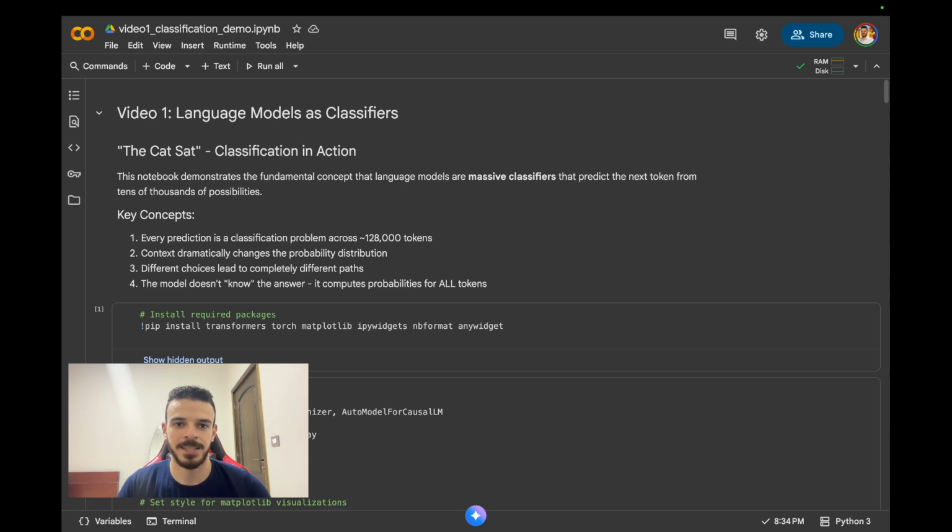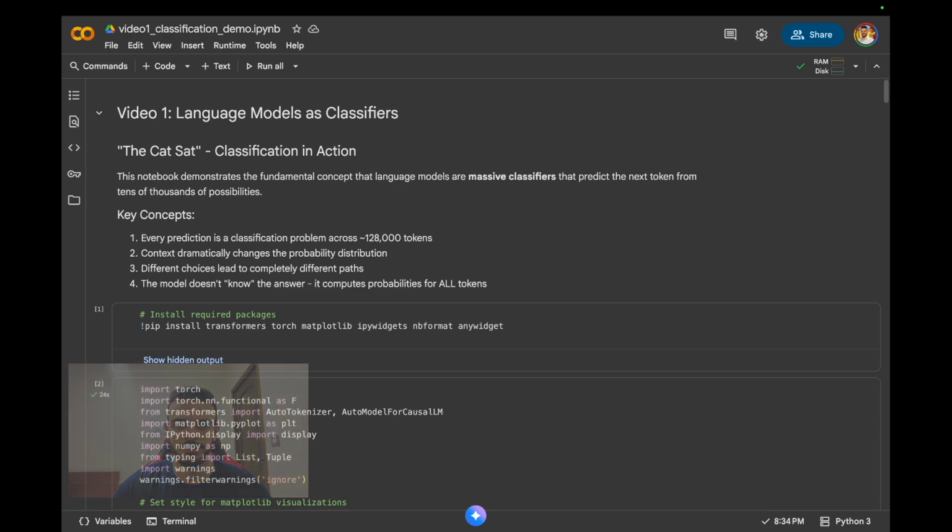And the classes that the model is trying to predict are the tokens in the entire language. The model will generate probabilities for every token that it has seen during training. So in this lesson, we will show that this is actually happening. And in future videos, we will also cover how it is actually happening to some degree of depth. So let's get started.